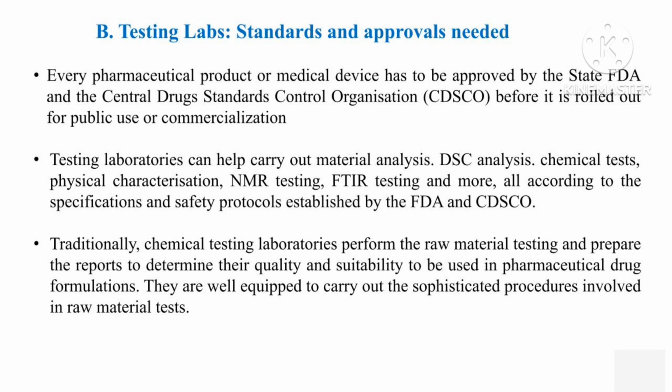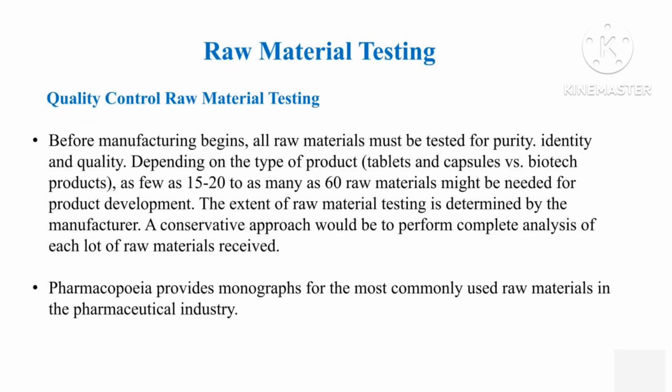Traditionally, chemical testing laboratories perform the raw material testing and prepare the reports to determine the quality and suitability to be used in pharmaceutical drug formulation. They are well equipped to carry out the sophisticated procedures involved in the raw material tests. Next is raw material testing. Quality control raw material testing.